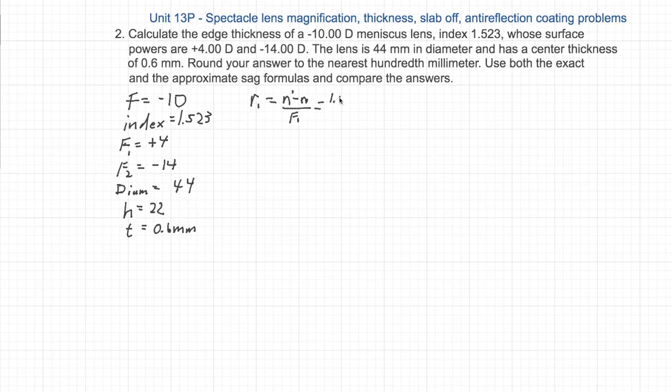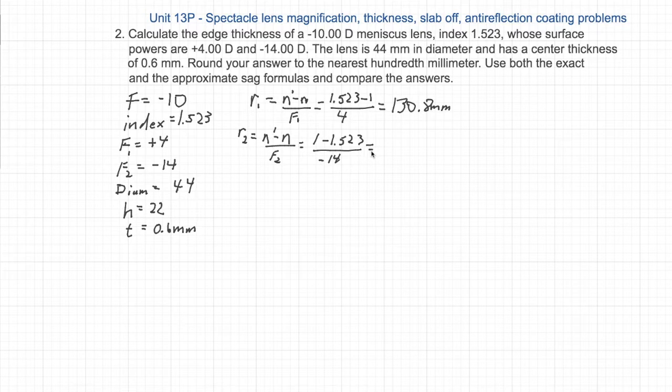So the first radius of curvature is n prime minus n over F1. N prime is the index to the right of the surface, n is the index to the left of the surface. R2, n prime minus n over F2. So the index on the right is air, 1, and the index of the lens is 1.523. Now we get a radius of 37.36 millimeters.